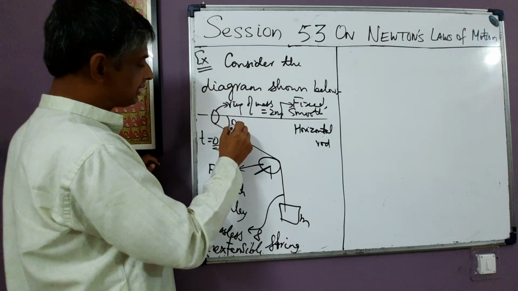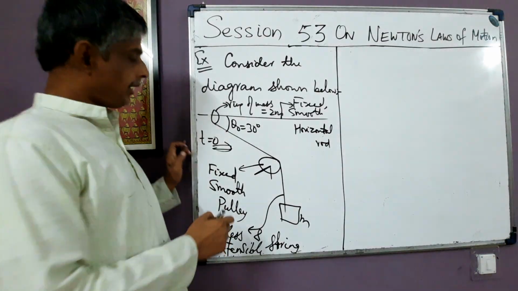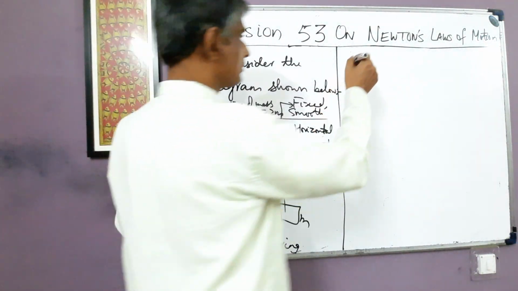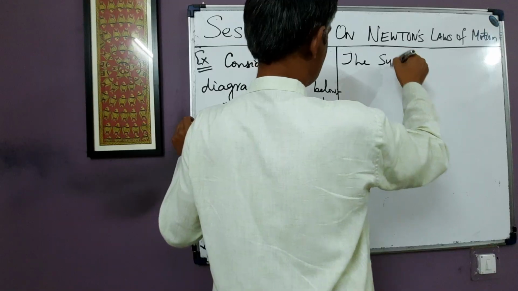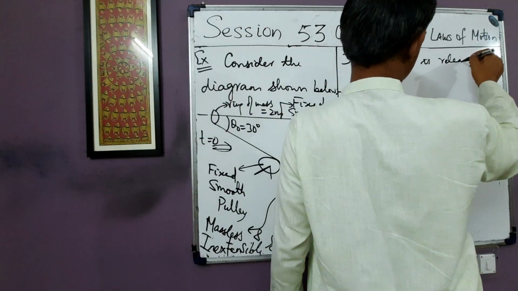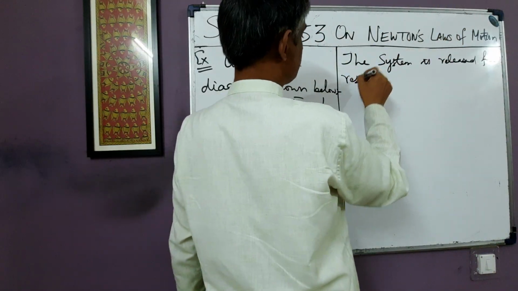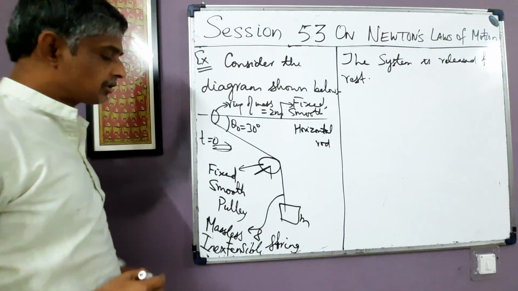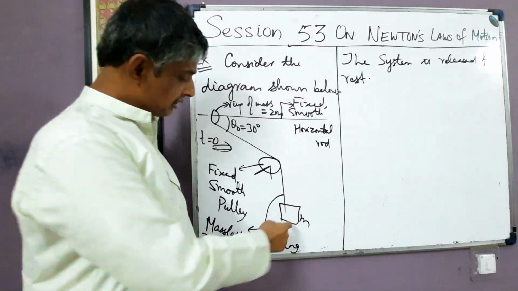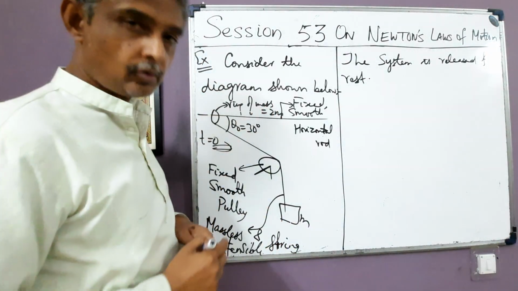This angle is initially theta naught, equal to say 30 degrees. And the system is released from rest. So when the system is released from rest, due to gravity, this block starts moving down and this ring moves rightward.